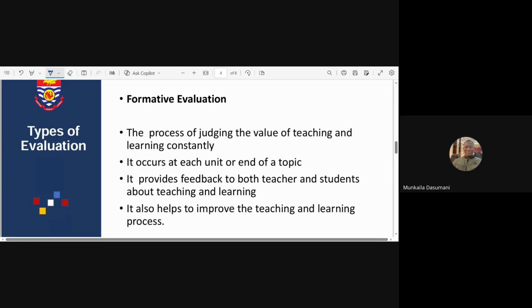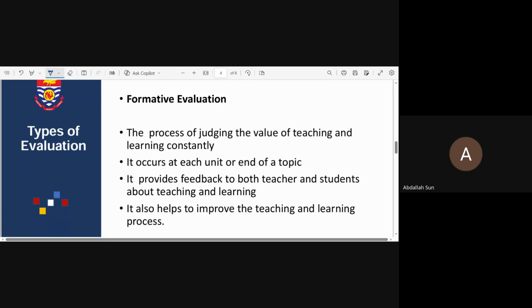Just as rightly mentioned, we have two forms of evaluation. We have the formative and the summative. But I just want us to look at the formative evaluation. With the formative evaluation, per my understanding, it is a type of evaluation that takes place during teaching and learning. It is the process of judging the value of teaching and learning constantly.